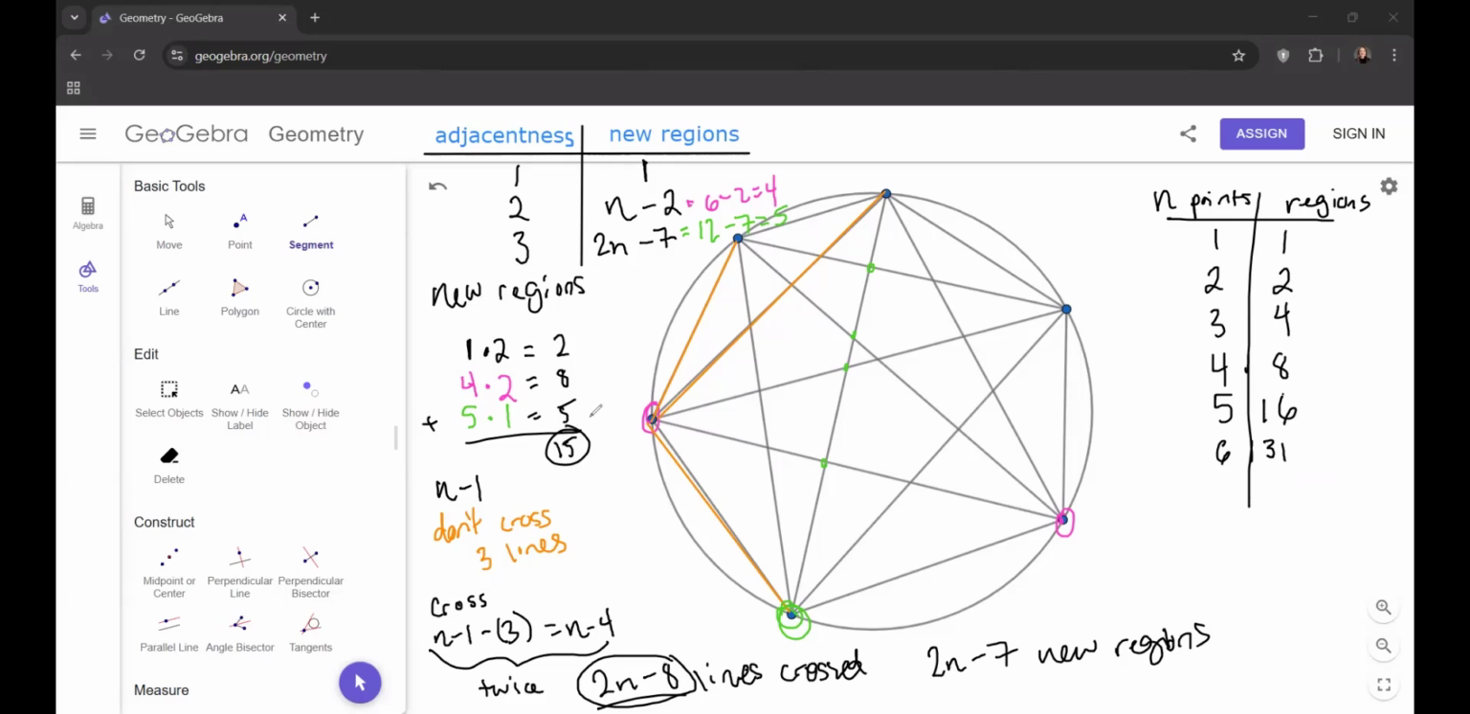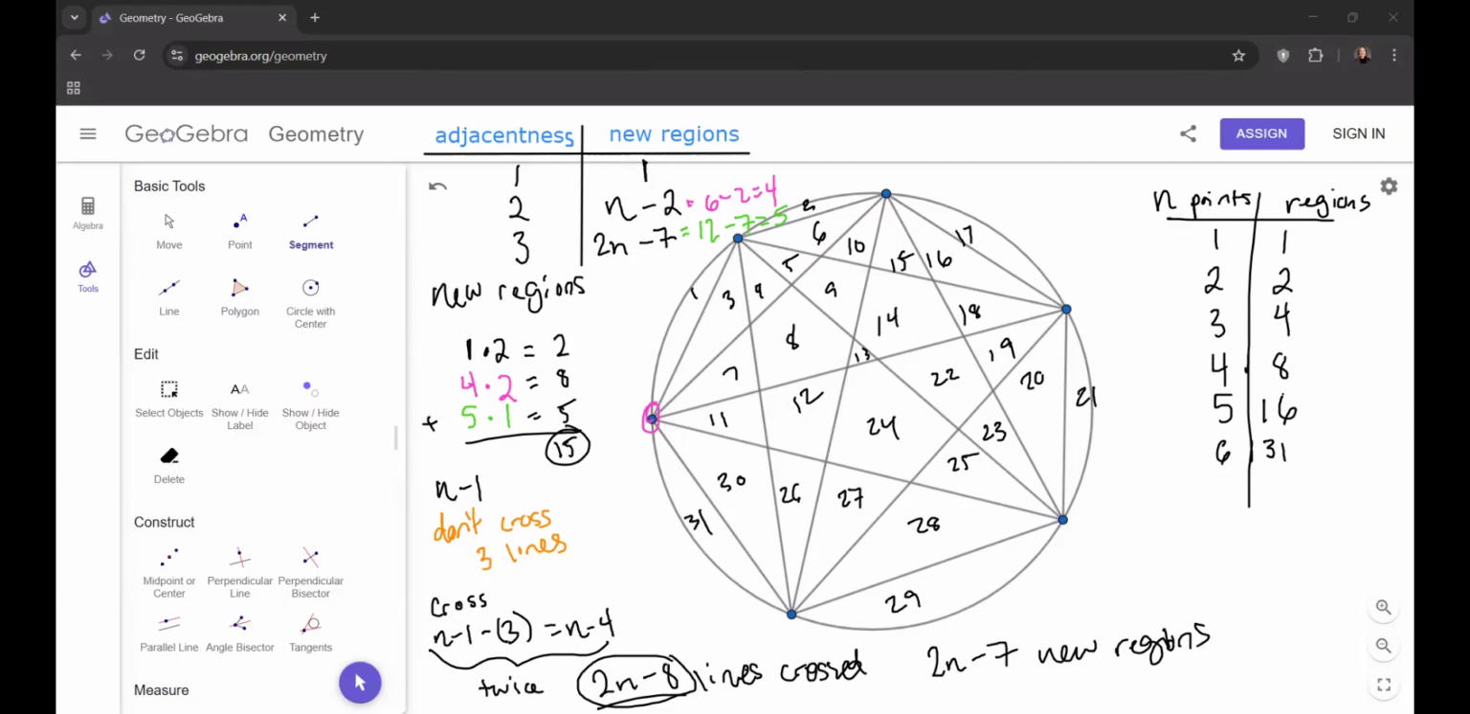And you'll see that doubling pattern breaks. And if you don't believe me, you're like, I don't know, I'm not convinced that there's not 32 here. We'll go ahead and just count all of these. And there you have it, 31 regions.